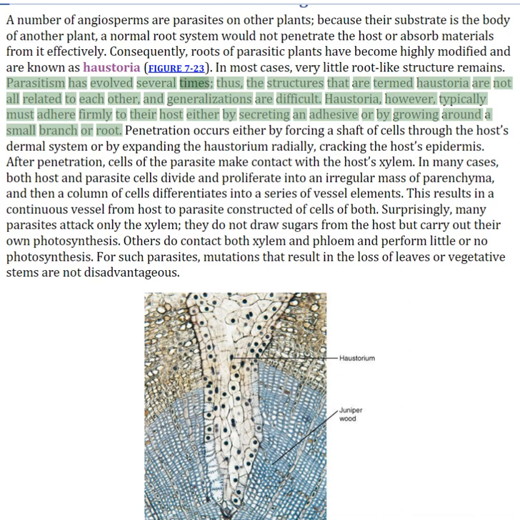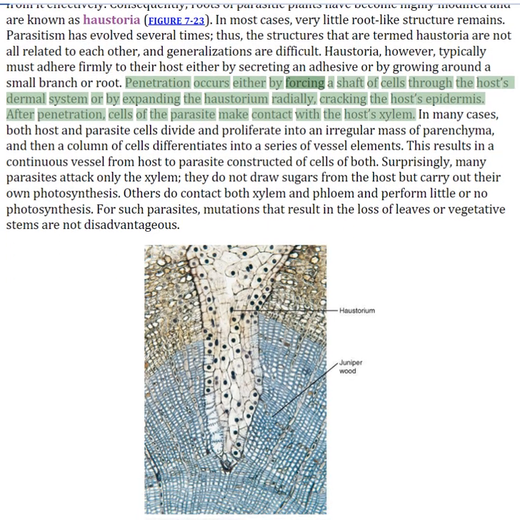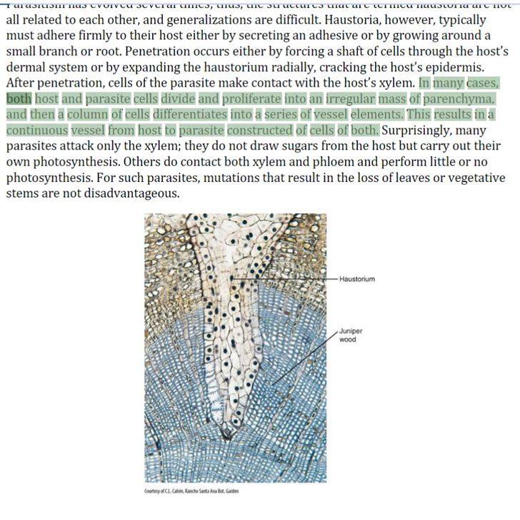Parasitism has evolved several times; thus, the structures that are termed haustoria are not all related to each other, and generalizations are difficult. Haustoria, however, typically must adhere firmly to their host either by secreting an adhesive or by growing around a small branch or root. Penetration occurs either by forcing a shaft of cells through the host's dermal system or by expanding the haustorium radially, cracking the host's epidermis. After penetration, cells of the parasite make contact with the host's xylem. In many cases, both host and parasite cells divide and proliferate into an irregular mass of parenchyma, and then a column of cells differentiates into a series of vessel elements.